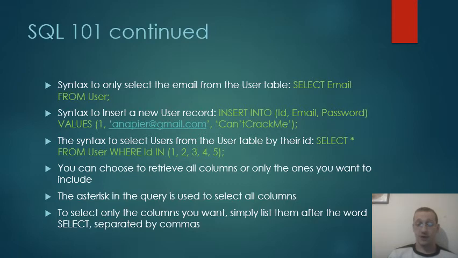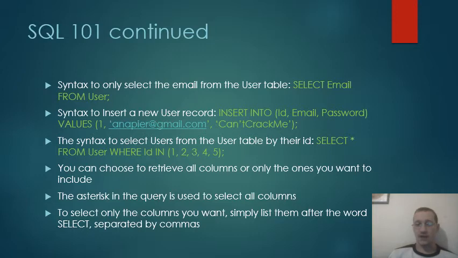So one is going to be the ID, anapier@gmail.com is going to be the email, and can't crack me is going to be the password. The syntax to select users from the user table by their ID would simply be select star from user, where ID, instead of saying equals 1, we're going to say in and then put some values separated by commas in the parentheses. So this is basically saying where ID equals 1 or 2 or 3 or 4 or 5.